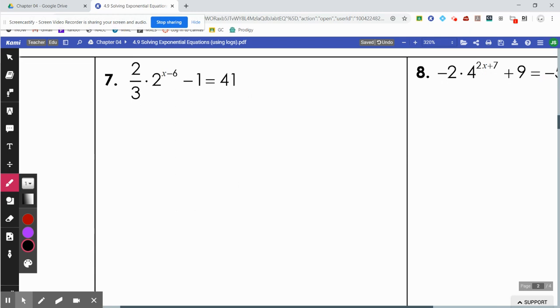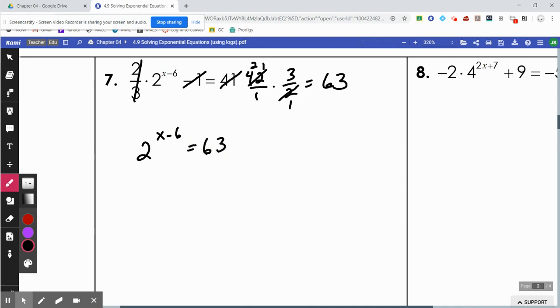Again, let's isolate first. Add your 1. That gives you 42. Get rid of 2/3 by multiplying by the reciprocal, 3 halves. Cross cancel gives you a 1 and a 21, so that would be equal to 63. So we now have 2 to the x minus 6 power is equal to 63.